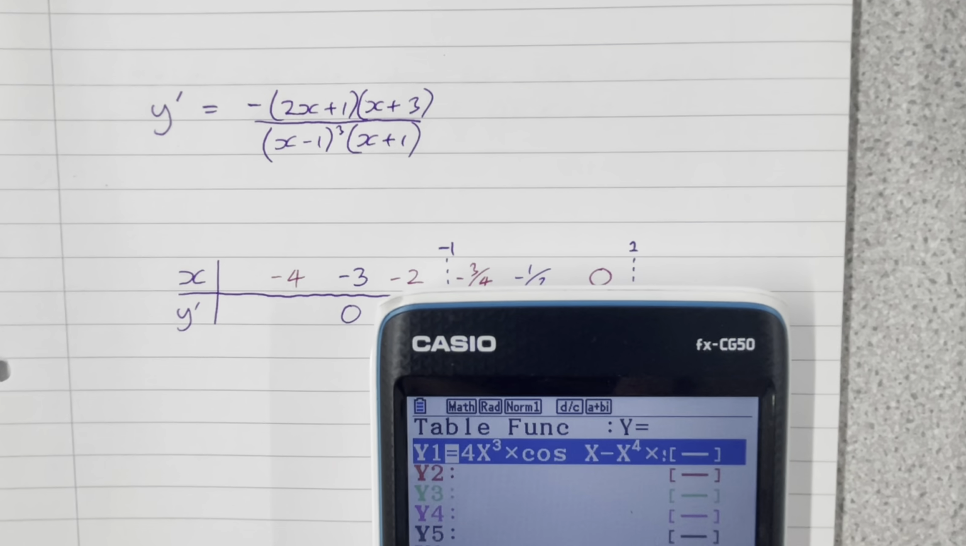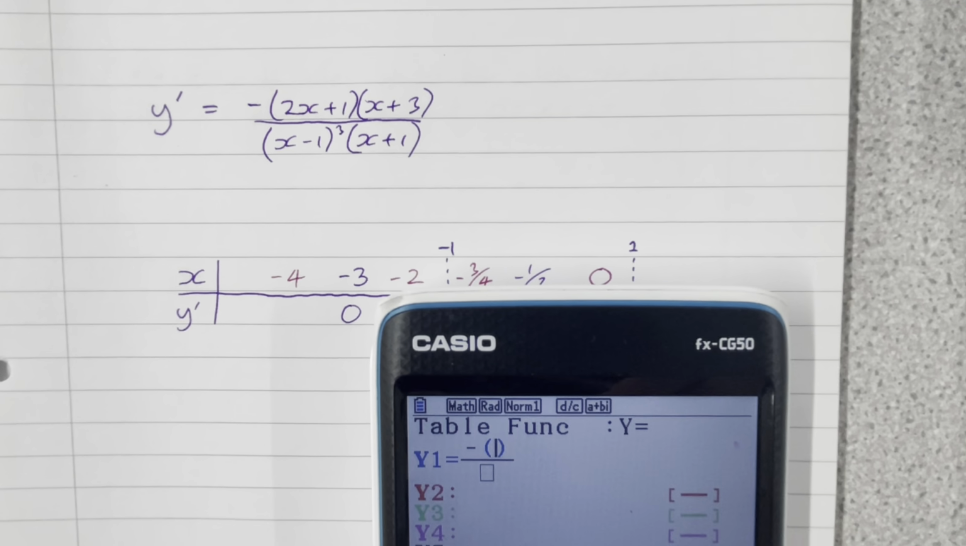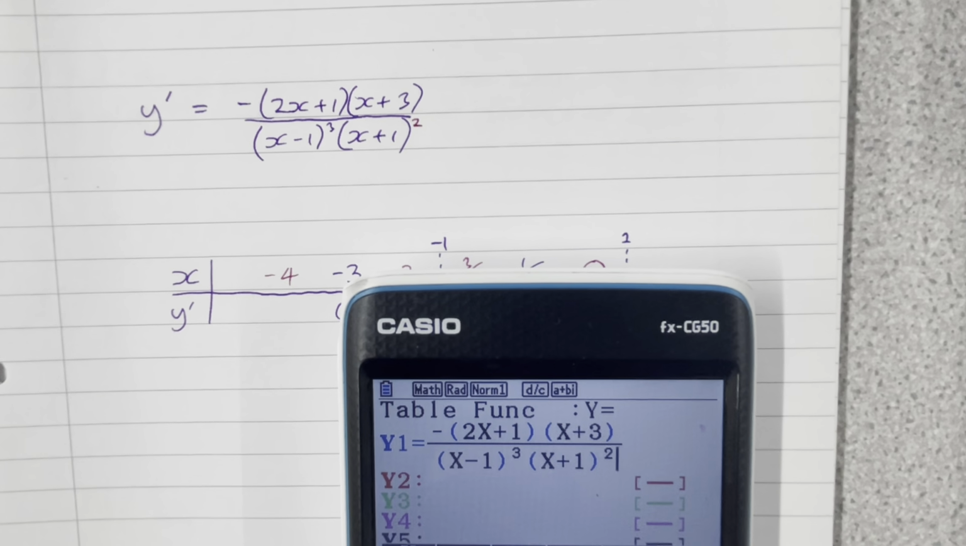I'm going to type in my derivative function, which was minus 2x plus 1 times x plus 3, and that's all divided by x minus 1 cubed times x plus 1 squared. So there was a squared there, I missed it off. Okay, so there's my function.